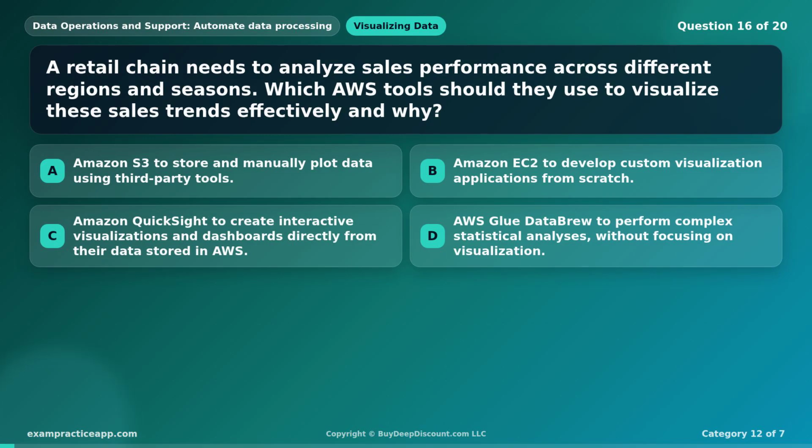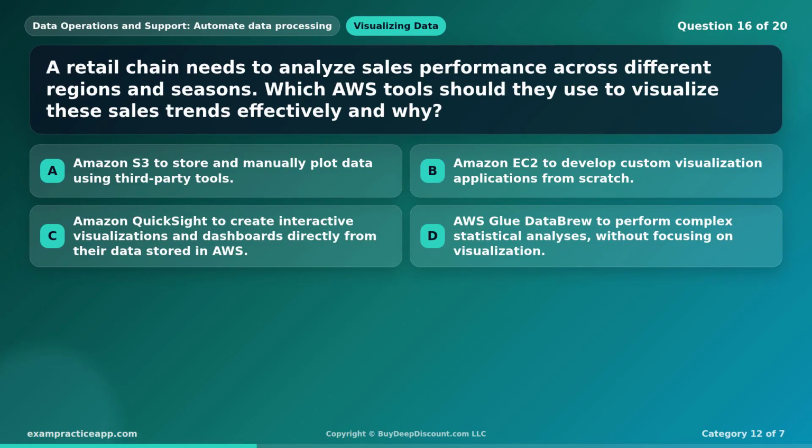Question 16. A retail chain needs to analyze sales performance across different regions and seasons. Which AWS tools should they use to visualize these sales trends effectively and why? Option A, Amazon S3 to store and manually plot data using third-party tools. Option B, Amazon EC2 to develop custom visualization applications from scratch.